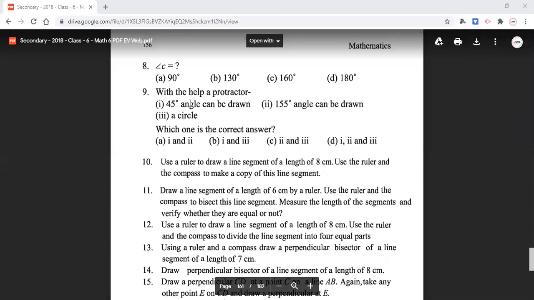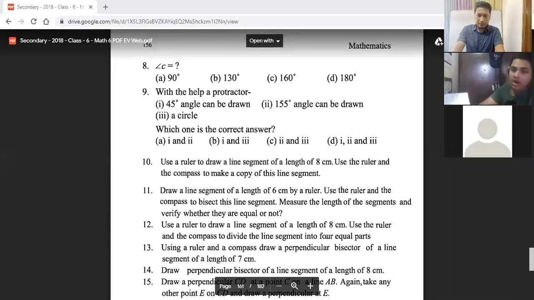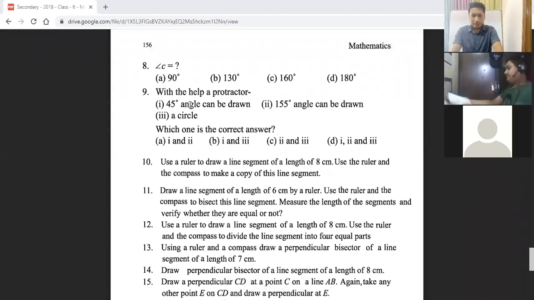So here the question says, with the help of protector, what can I do? 45 degree angles can be drawn. Obviously, you can draw 45 degree angles by the help of protector. That is, by the help of protector, any angle can be drawn very easily. We can draw different types of angle by using protector. So 45, we can obviously draw it. 155 degree angle can be drawn here. It is also correct. You can draw 155 degree angle also.